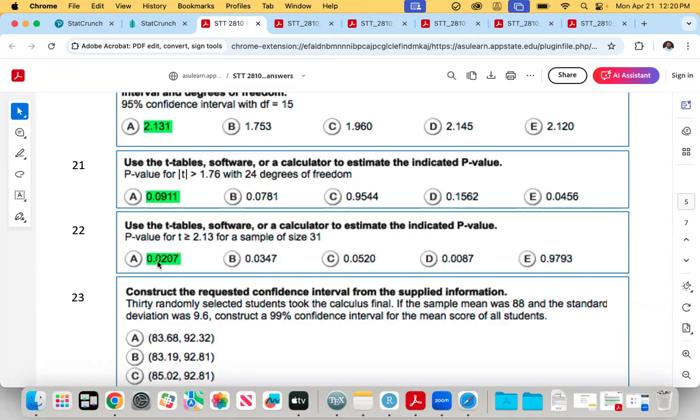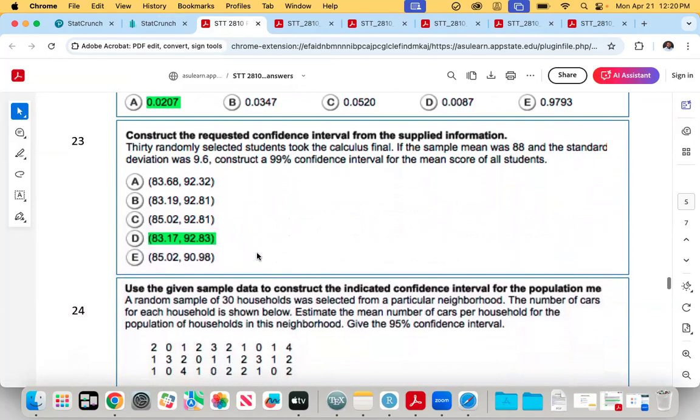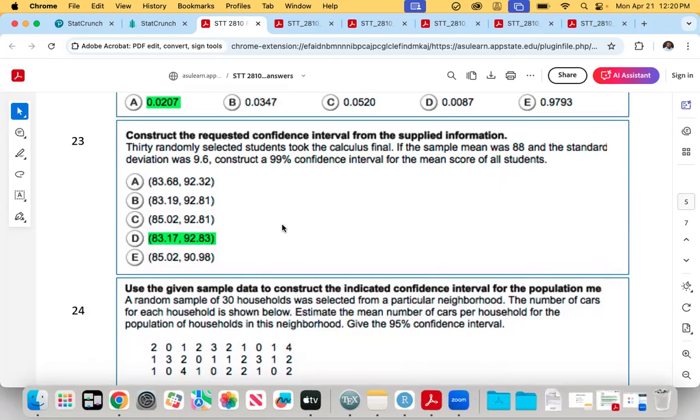Is that very clear? Okay. Let's get to 23. So 23, we are told that 30 randomly selected students took the calculus final. What information do we have? We have the sample mean and the sample standard deviation. That gives us the idea that we are going to use the t, and it wants us to construct the 99% confidence interval for the mean score.